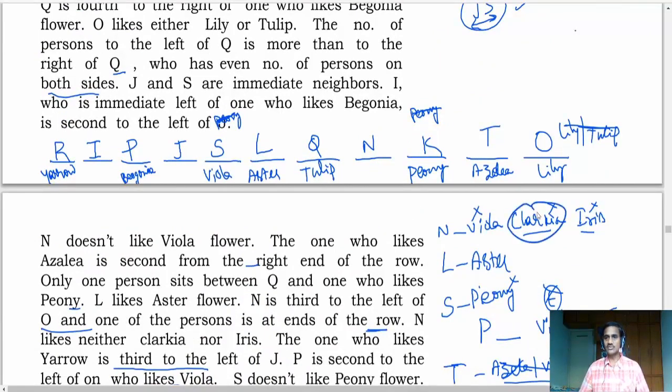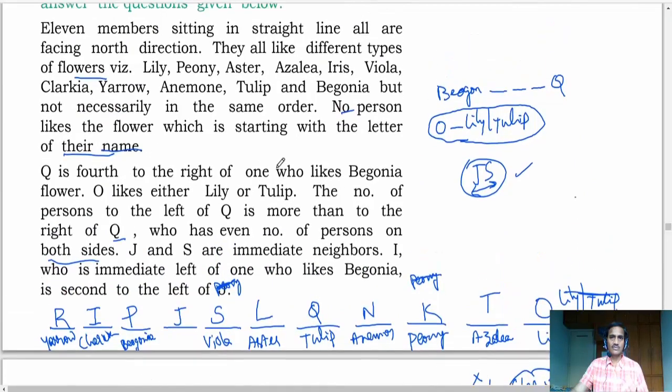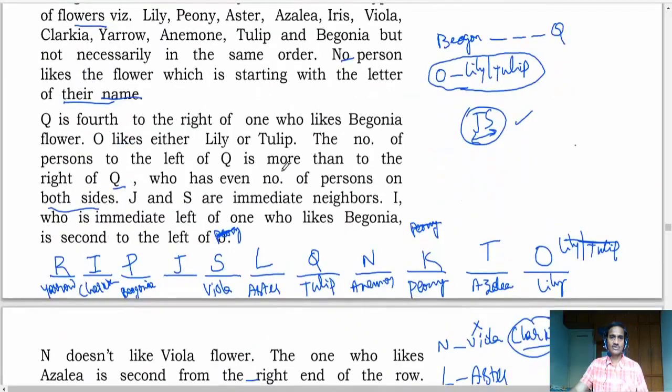N is not clarkia. As N is not clarkia, I is clarkia. If I is clarkia, then N must be anemone. And what about J here? Information about J is still left. This cannot be iris either, hence J must be iris. J is iris.